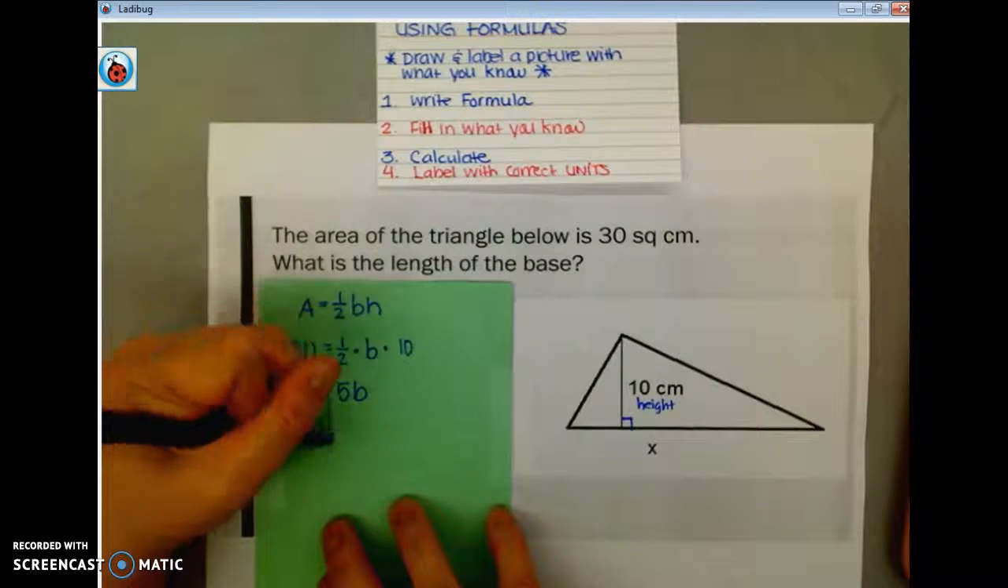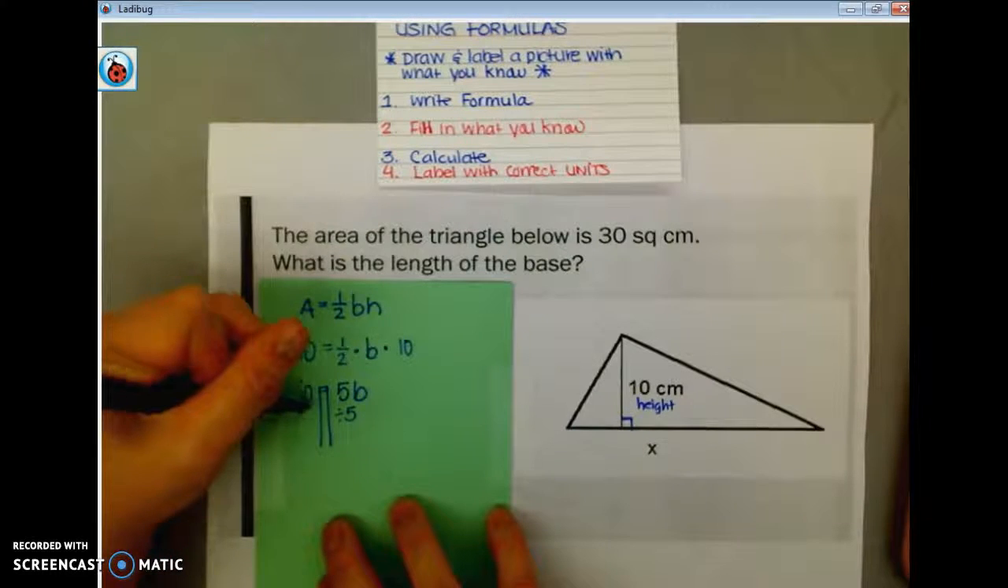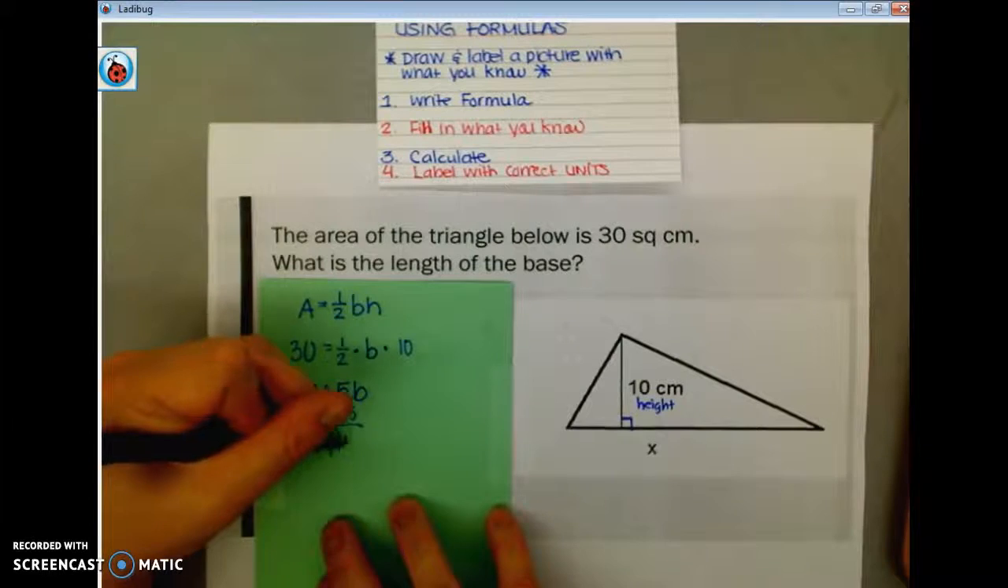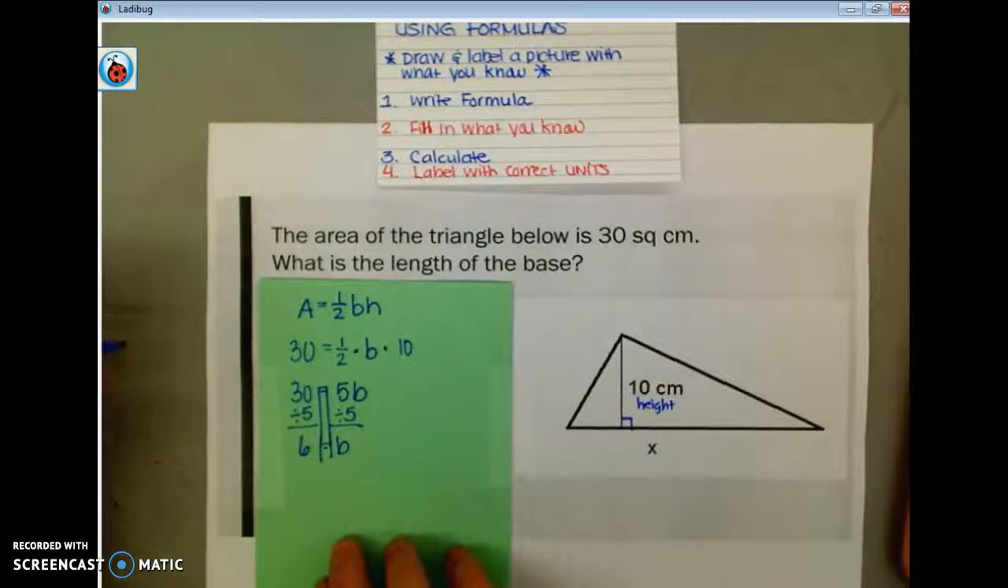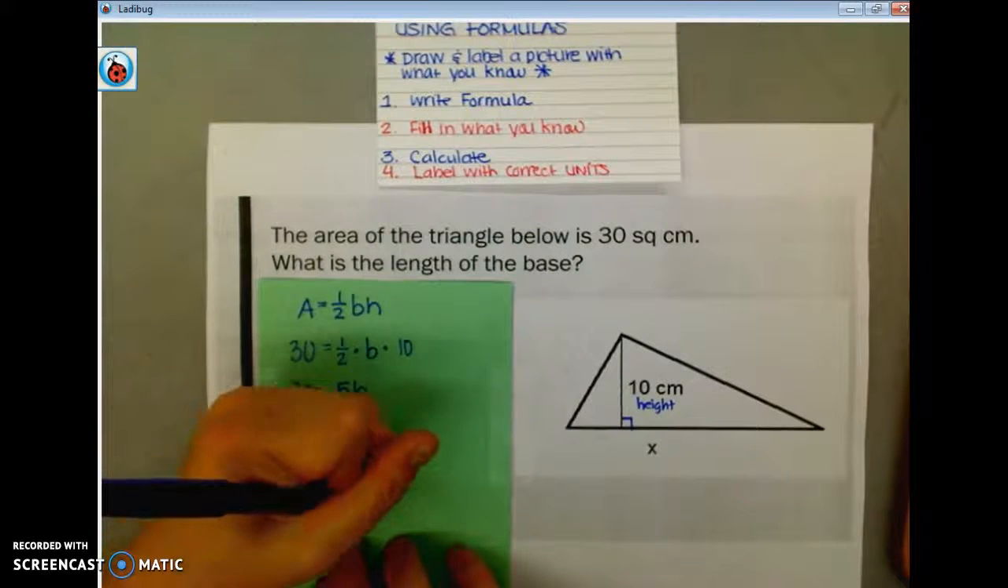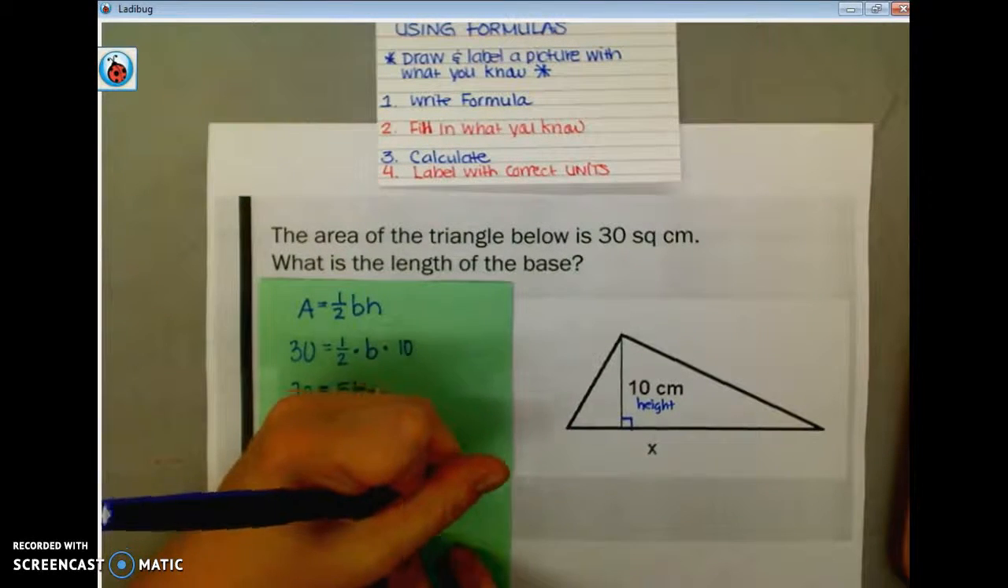Okay, railroad tracks in, divide both sides by 5, and I get 6 is equal to my base. And don't forget my units. So the base is 6 centimeters.